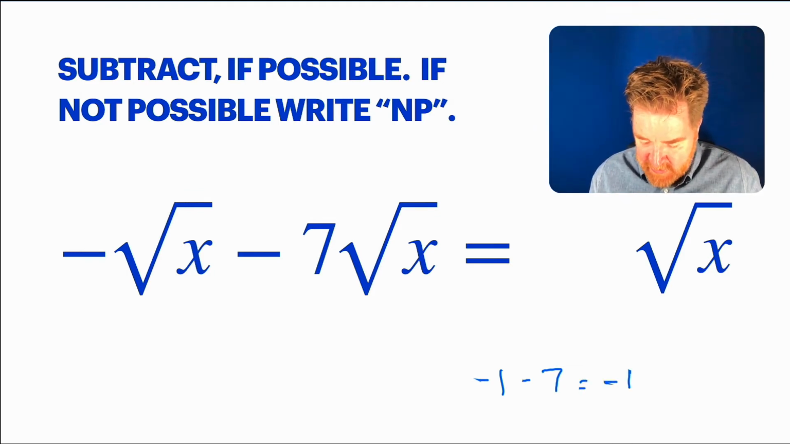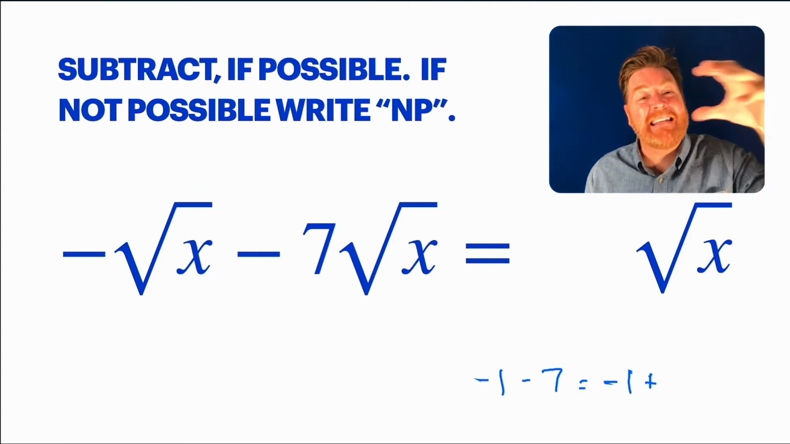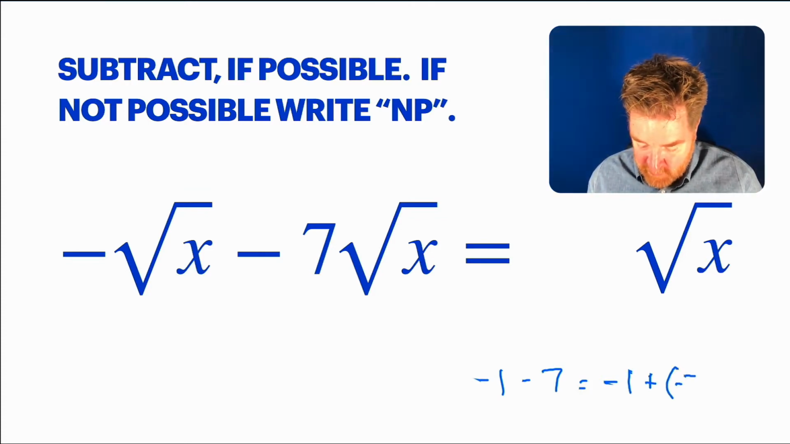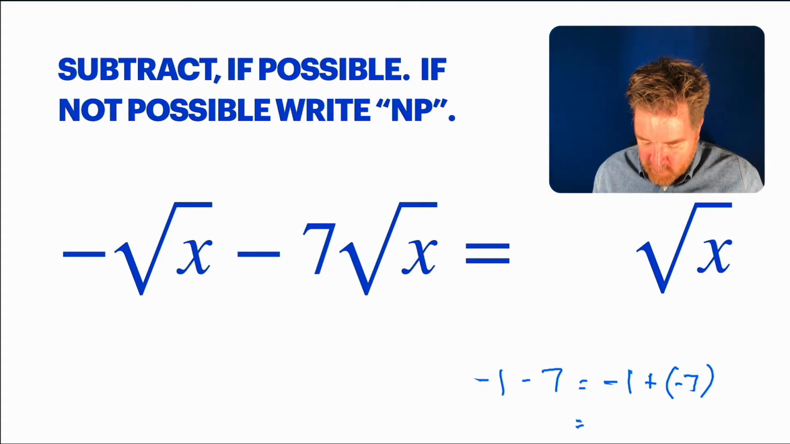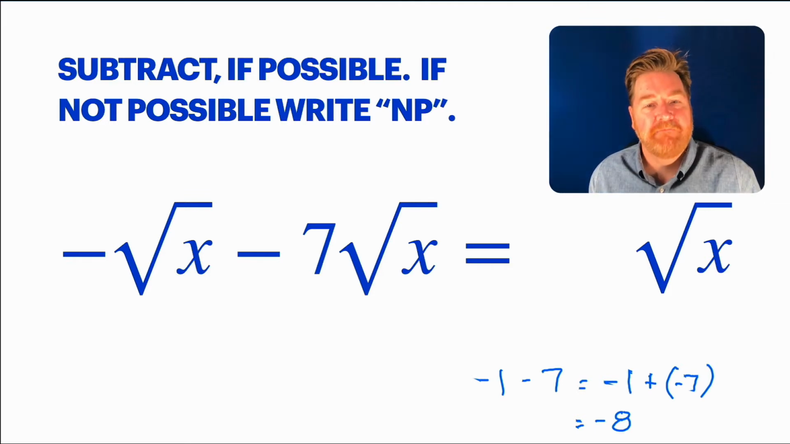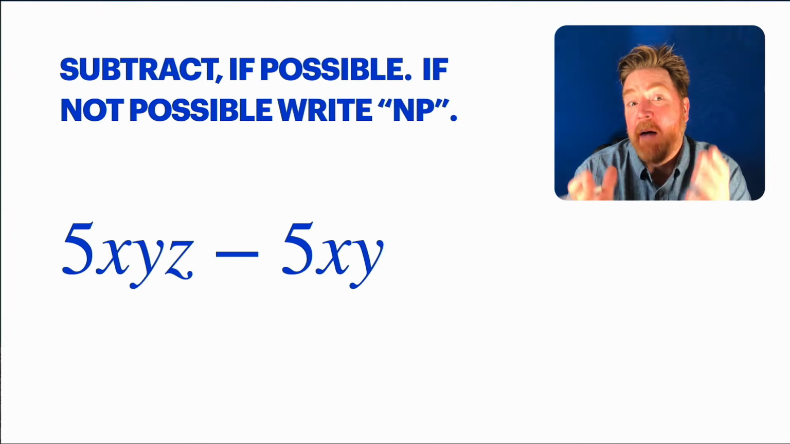I'm going to rewrite that as negative 1. So subtracting 7 is the same as adding 7's opposite, so negative 7. Look at that: negative 1 plus negative 7. We're getting negative 8. Let's throw it in place and call it a day. Beautiful. How about this one?